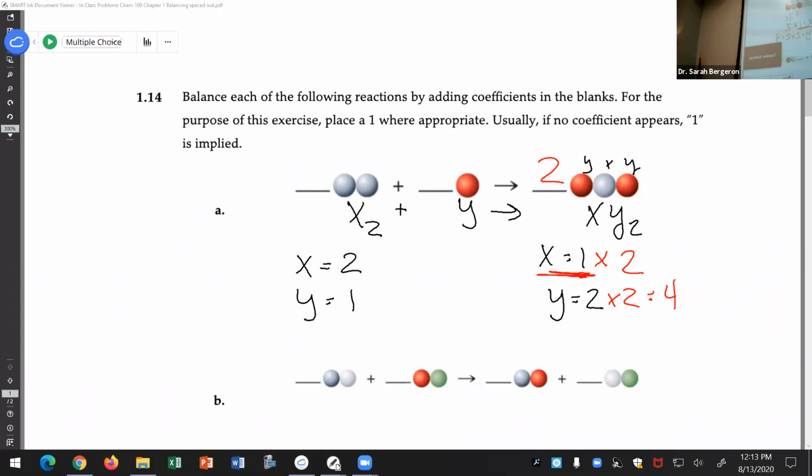Am I balanced? No, I'm not. So I have my X's are fine. How about my Y's? Y's are not. I need to multiply by 4 to get 4. So in this case, we're going to put a 1 here just to show that we know that there's only 1, but we don't usually do that.